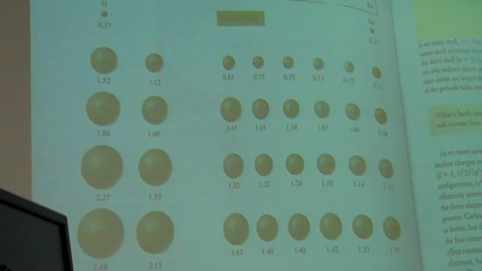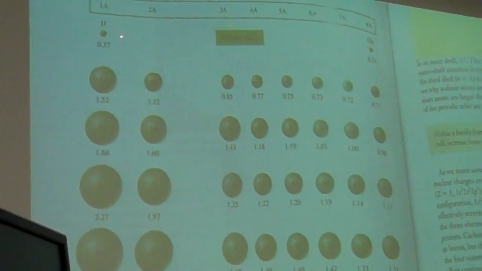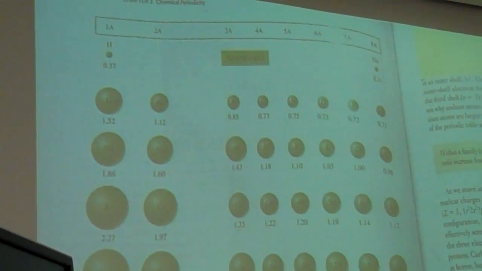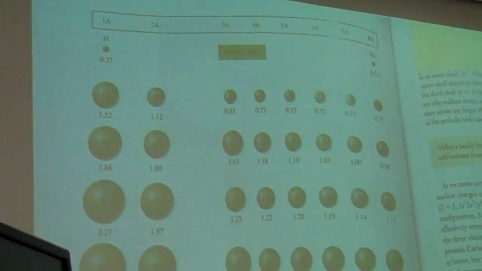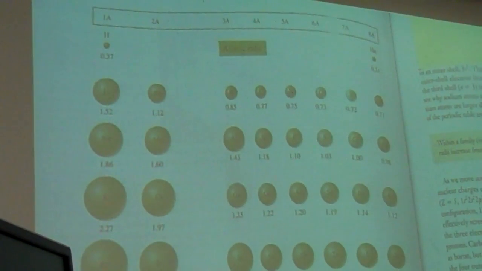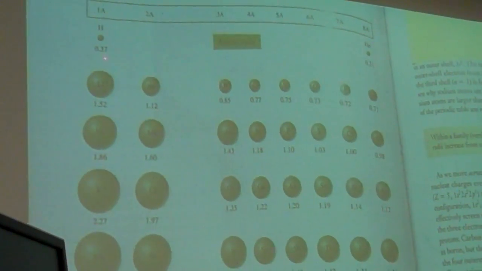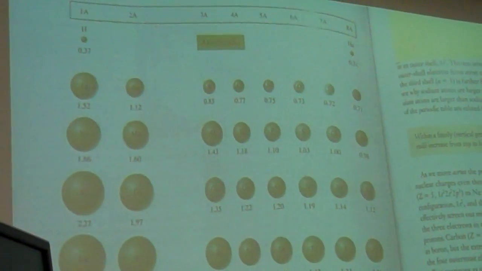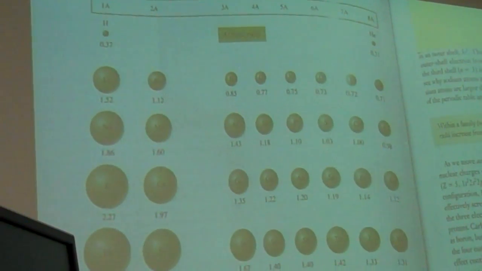Now let's take that 1A family. We've got hydrogen, and absolutely you do not need to know these numbers. I would have to look up here to know the numbers. Hydrogen, its radius is 0.37, but now the units, angstroms. And so let's go back.